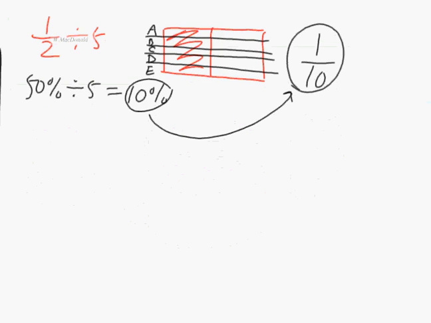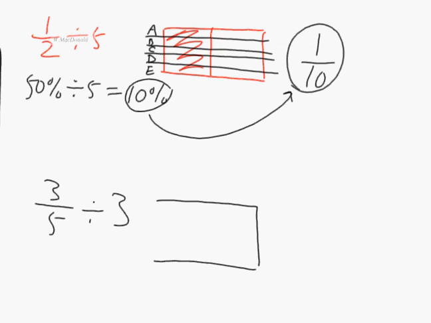The second one is 3/5 divided between 3 people. So this is interesting because this fraction, let me just try 3/5. So 1, 2, 3, 4 cuts make 5 parts. 1/5, 2/5, 3/5. Now for this one, I don't need to cut it again.